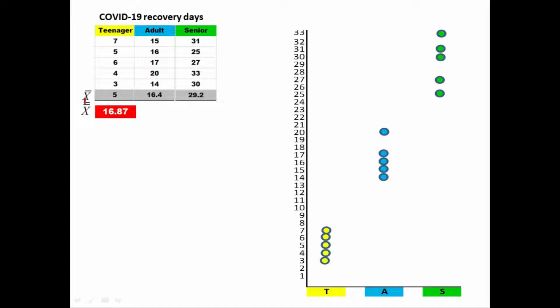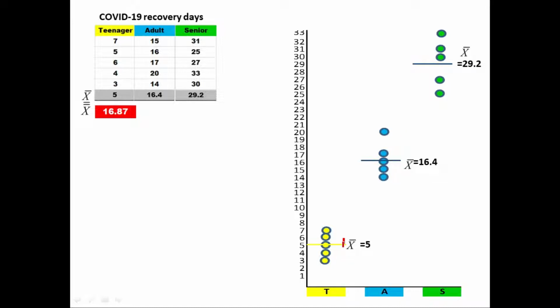Okay, we have calculated the mean, so now we can see where is the mean located for the first data set. So basically these are the mean for teenager. X bar equal to 5. This is the mean, and then mean for the second groups. Okay, 16.4. This is where the data is located, mean. And the third group, the mean here is located here, 29.2. Okay, 29.2.